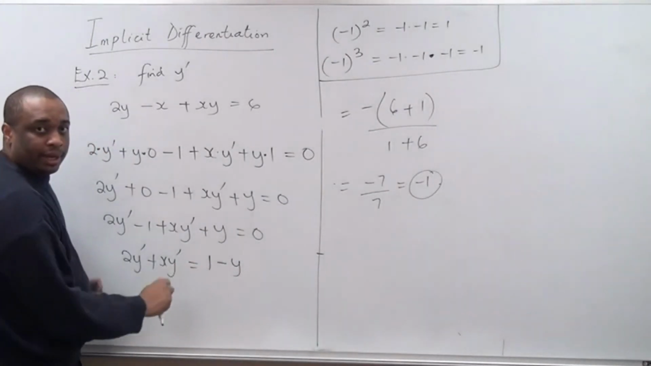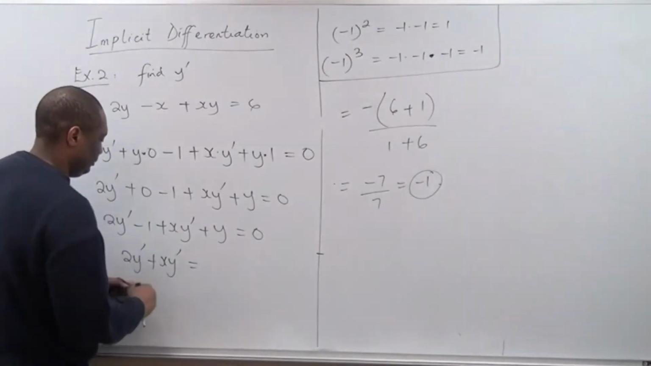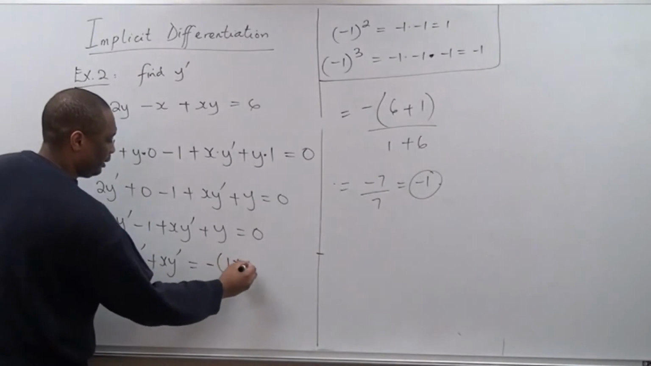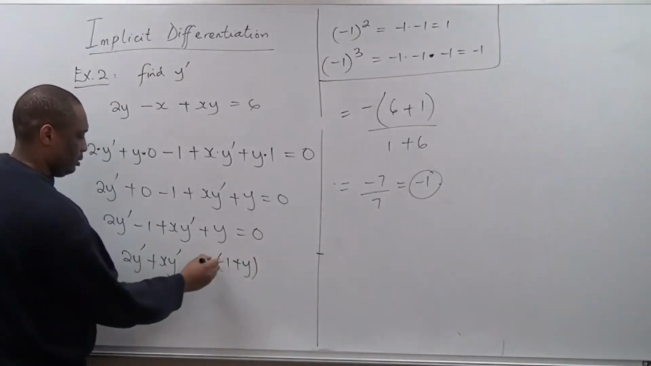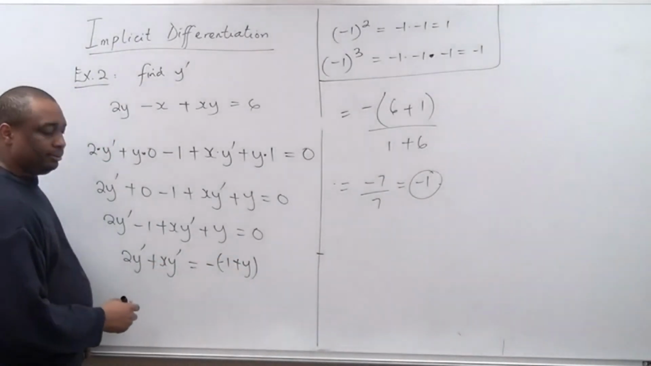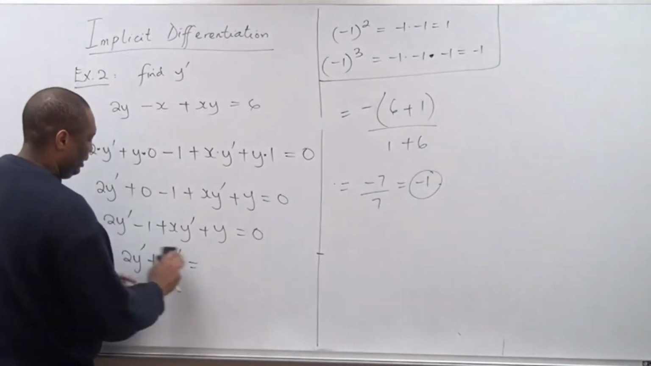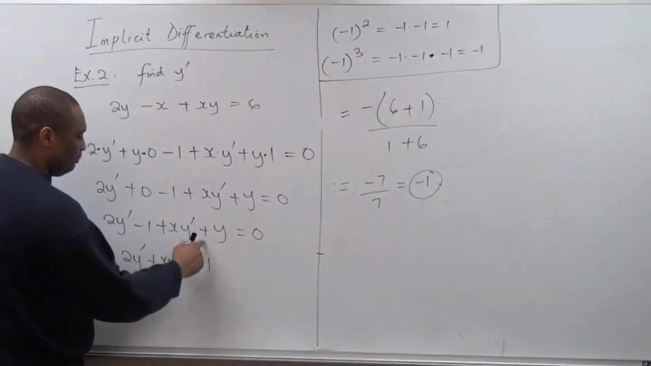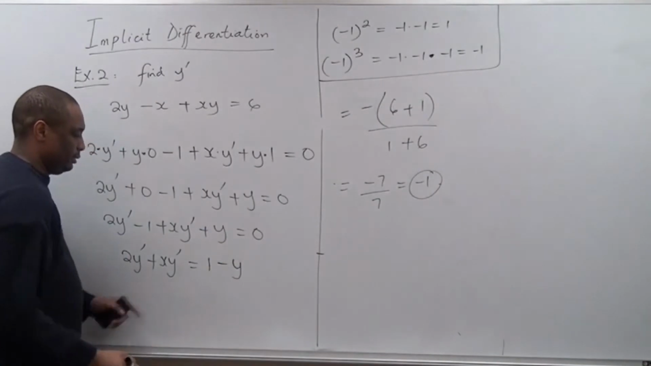You can write it this way, or you can also write it this way, negative 1 plus y. But I'll just write negative 1 moves over here is 1, plus y moves over here is minus y. Right?